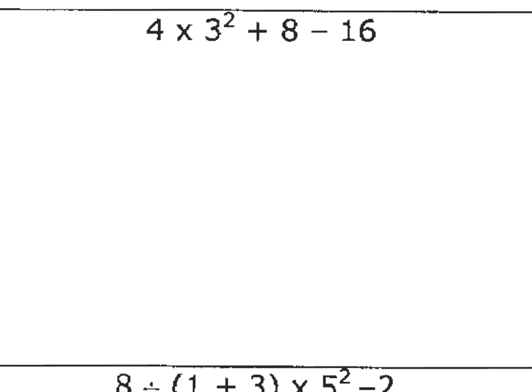All right, let's look at the second practice problem. We have 4 times 3 squared plus 8 minus 16. We don't have any grouping symbols, but we do have exponents. So box it. 3 squared is 3 times 3. 3 times 3 is 9. And then you rewrite it.